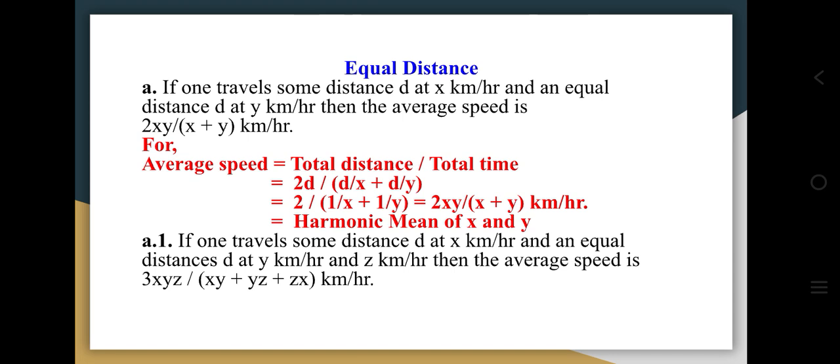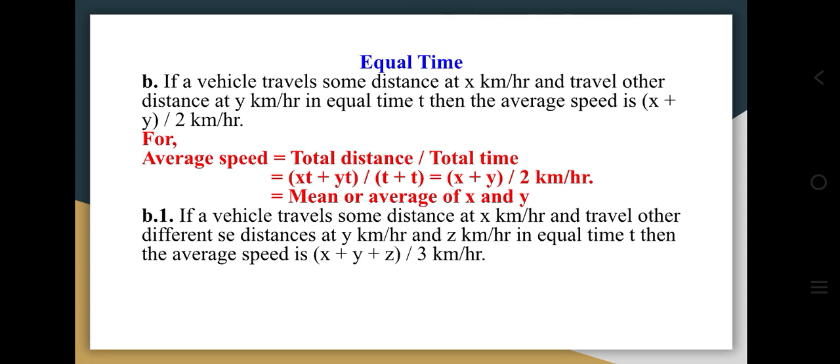Suppose one travels some distance d at x kilometer per hour and equal distances d at y kilometer per hour and z kilometer per hour. So here there are three different travels. Then the average speed is the harmonic mean of x, y and z, that is 3 divided by 1 by x plus 1 by y plus 1 by z, that is 3xyz divided by xy plus yz plus zx. In this way we can extend the formula.